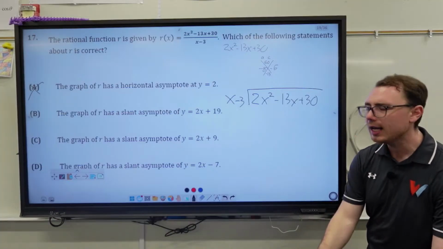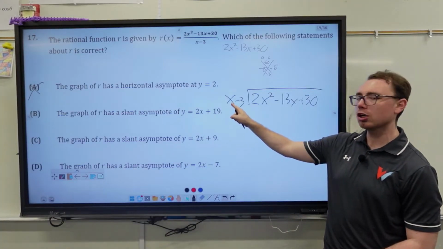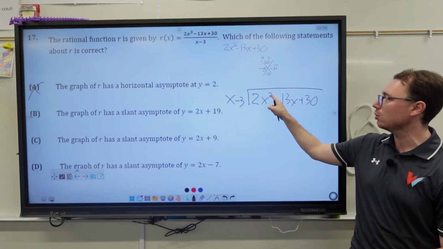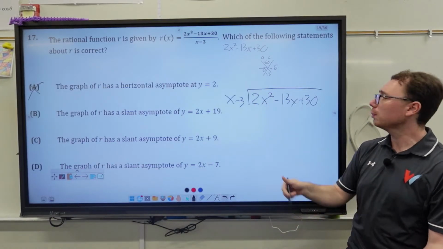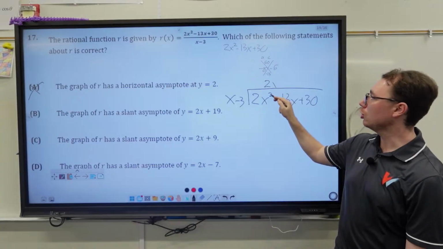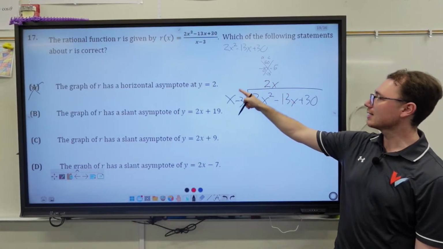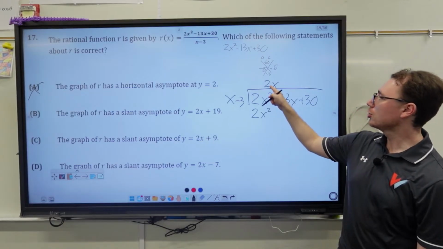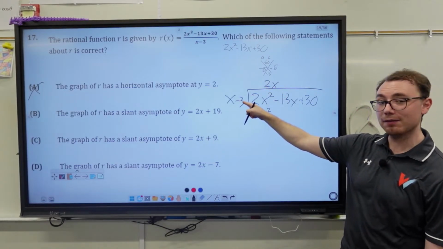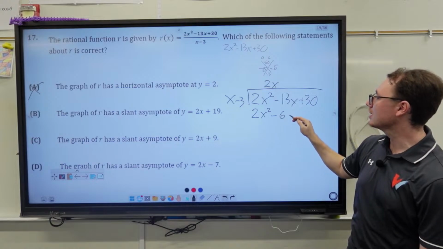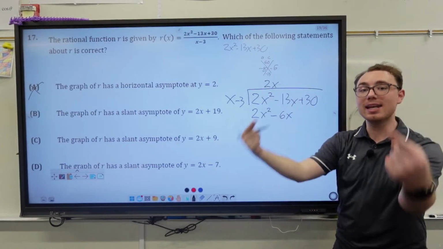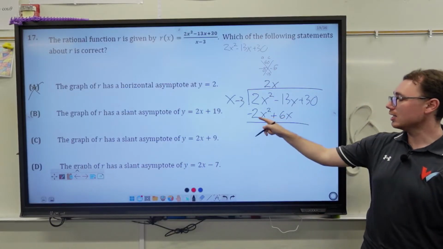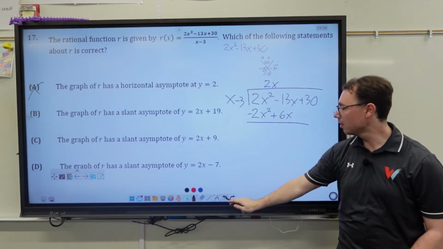What do I need to multiply to this term here, this x, so it matches this 2x squared? Well, the only thing I need to multiply is 2x. So 2x times x here gives me 2x squared. 2x times negative 3 gives me negative 6x. And now I do keep, change, flip. So this there, that was a very important step.